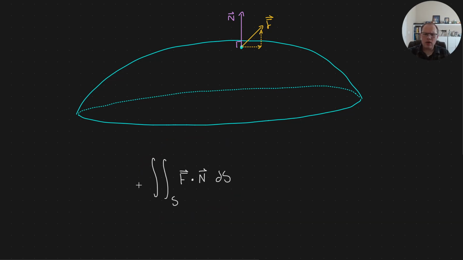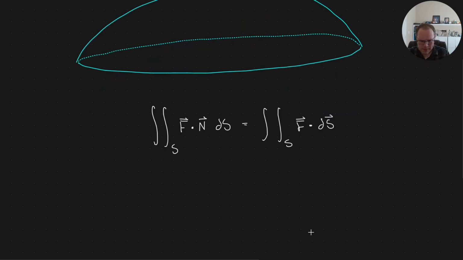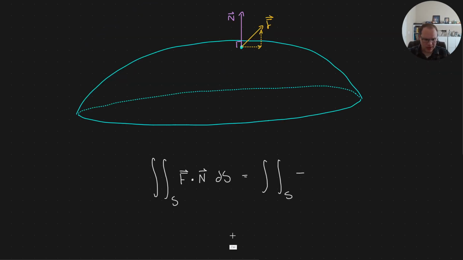Okay. Now, I do want to point out that sometimes we use a different notation for this. Sometimes we combine the n and the dS, and we write it as F dot dS with a vector. Okay, means exactly the same thing. Okay, let me actually write that on the other side.